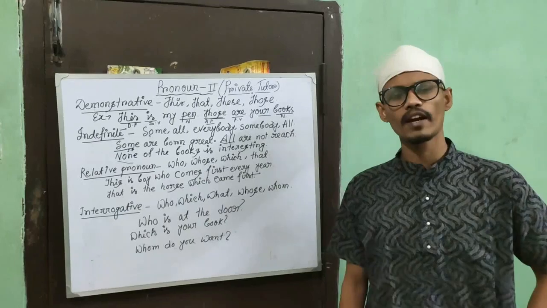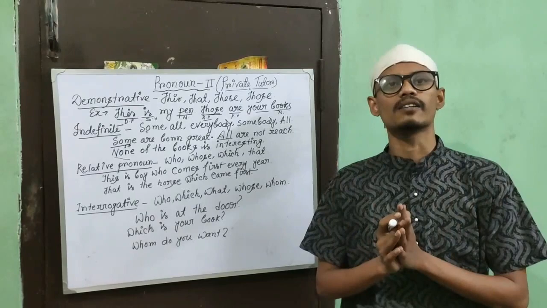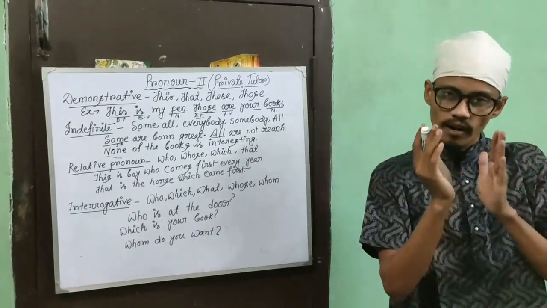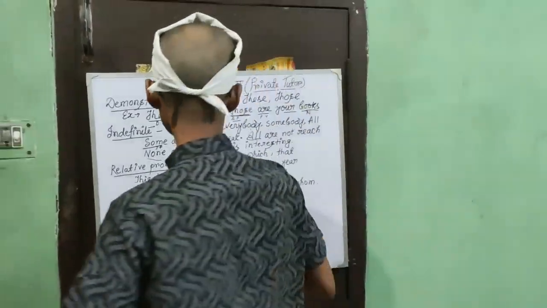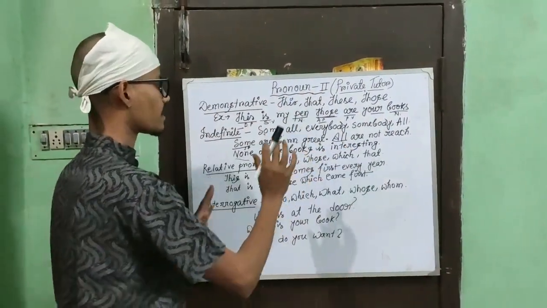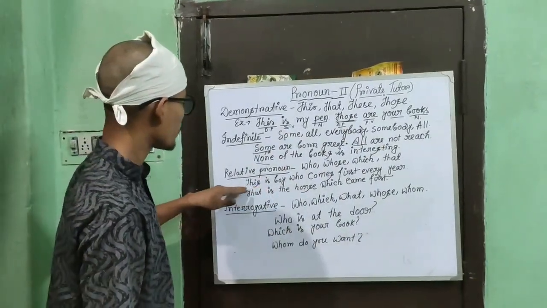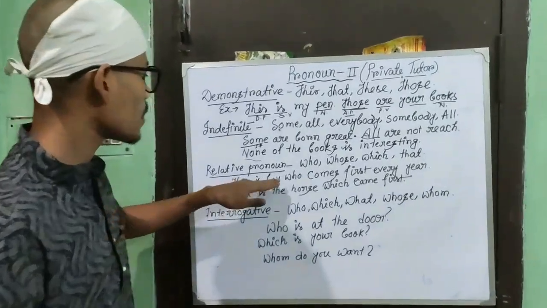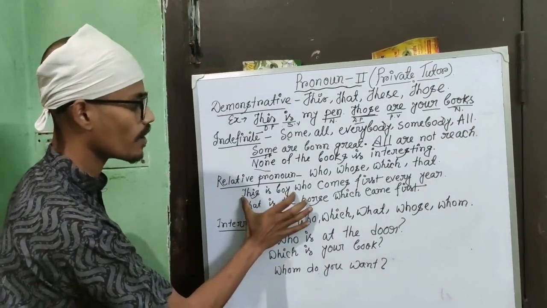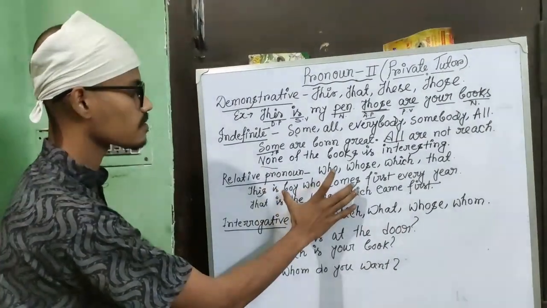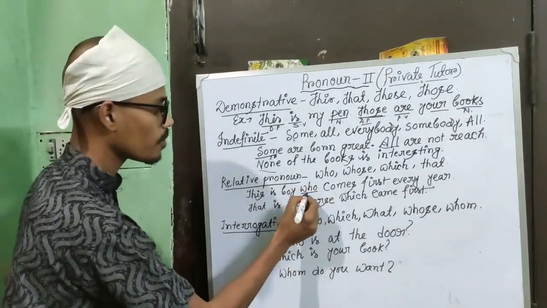So what is the definition of relative pronoun? Relative pronoun is a pronoun that joins 2 sentences and refers back to the noun that is situated before it. Okay, so who, whose, which, that, these are the relative pronouns. So in the first sentence you can see, this is the boy who comes first every year. These 2 sentences are joined by who. So who is the relative pronoun.